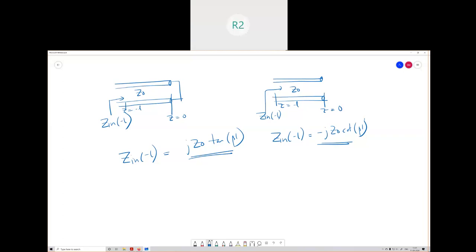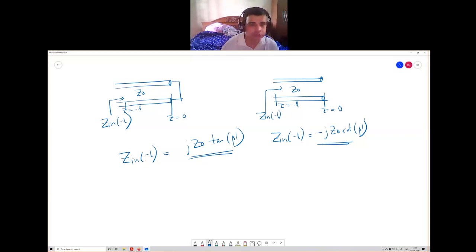Yes, sir. And what else are purely reactive? Ideal inductors and ideal capacitors. Okay. And we can represent any value of inductor or capacitor by either an open circuit or a short circuit transmission line. Let us see the inductive reactance.